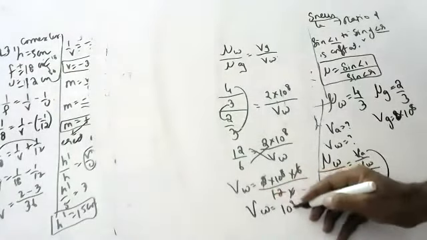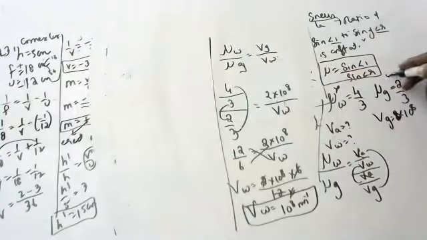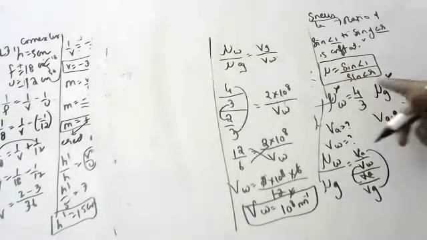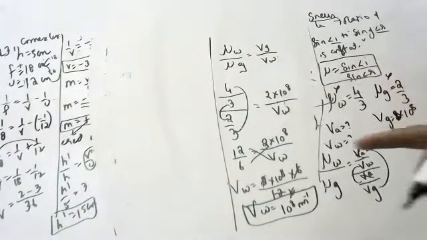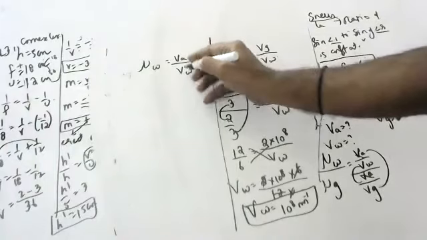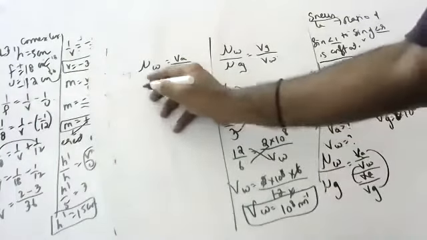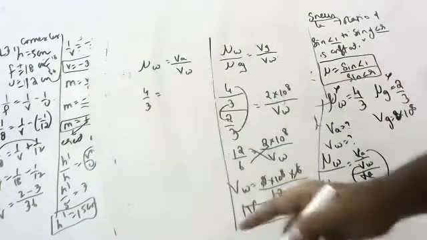And he's also asking to find velocity of light in air. So refractive index of either this or this you take. Which one do you want me to show, water or glass? Water. So refractive index of water is velocity of light in air by velocity of light in water. Refractive index of water is how much? 4 by 3.